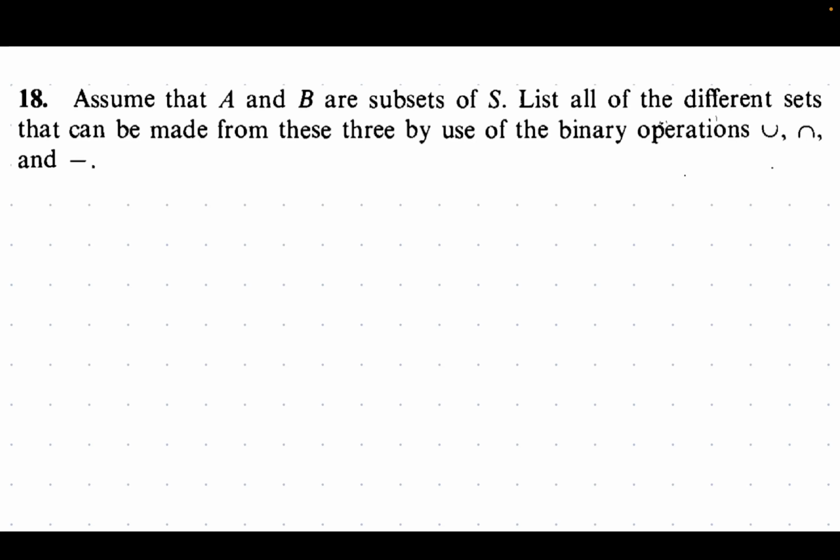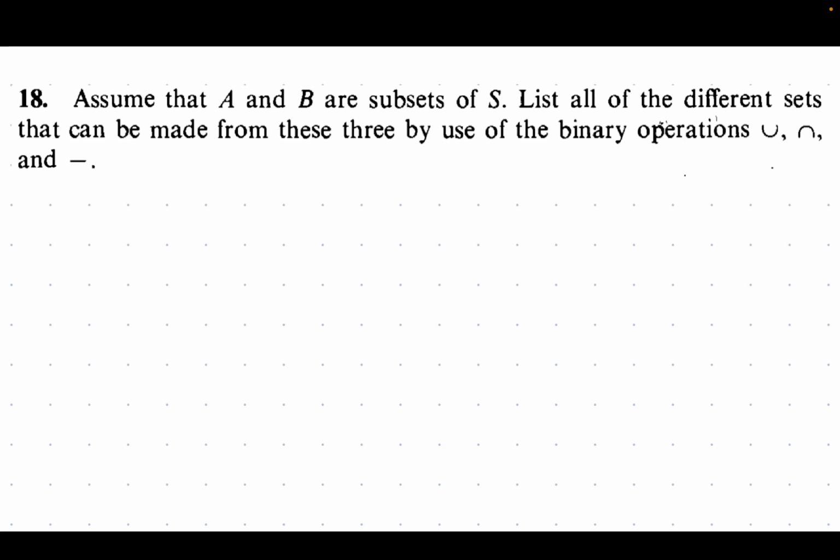Chapter 2, Exercise 18. Assume that A and B are subsets of S. List all the different sets that can be made from these three by the use of the binary operations union, intersection, and difference. Right. So if we try to just list out these things without any sort of order, this video would take forever before we manage to get all of them.